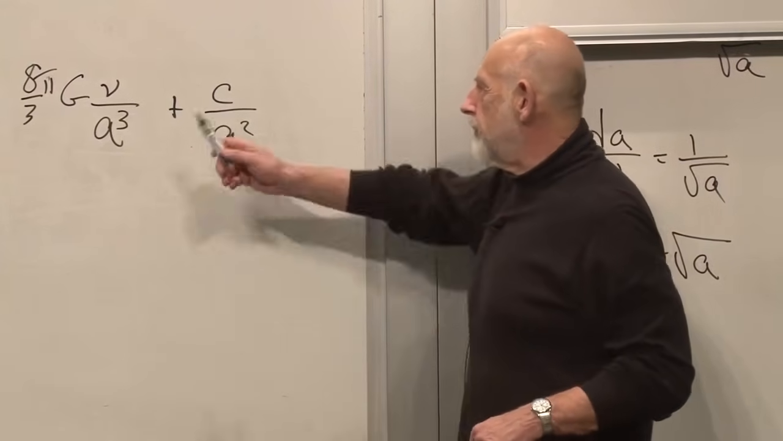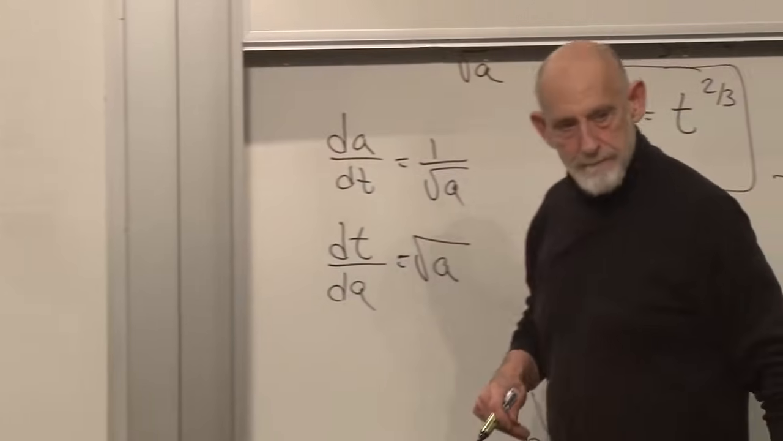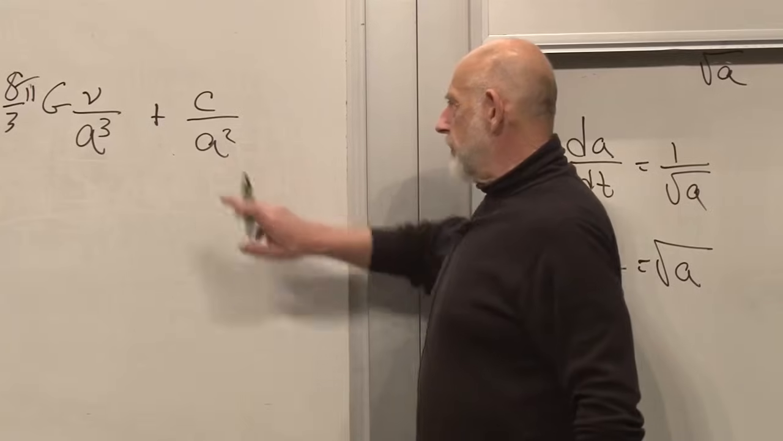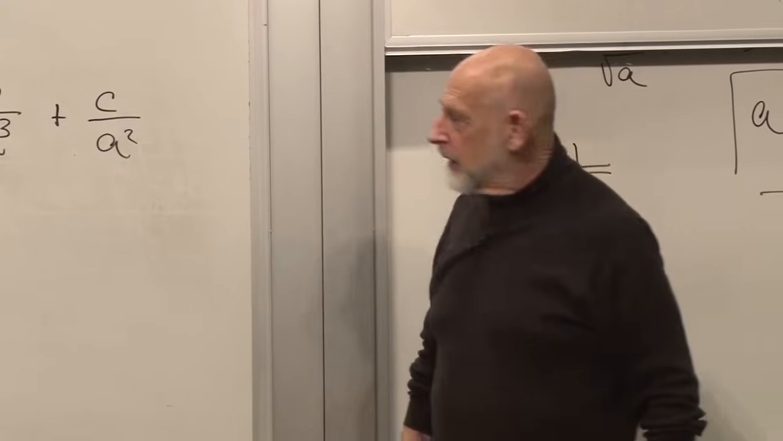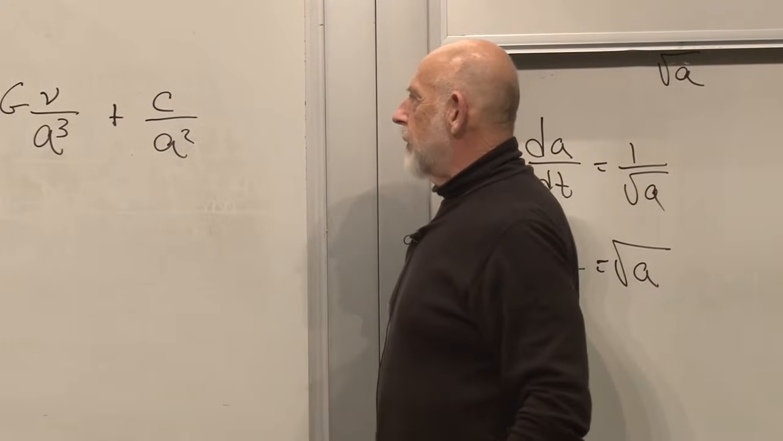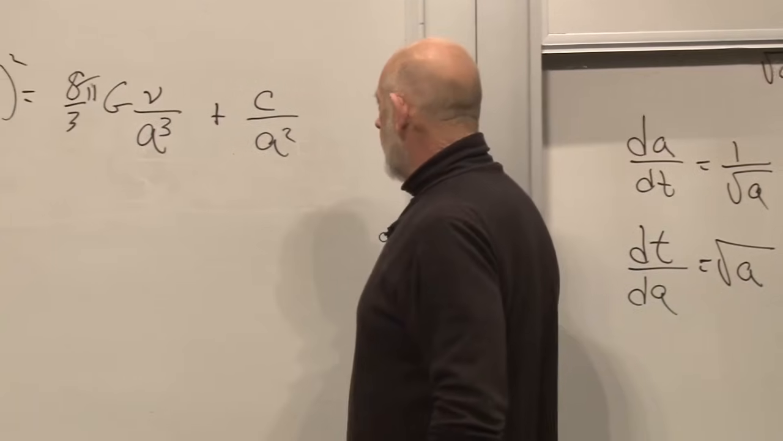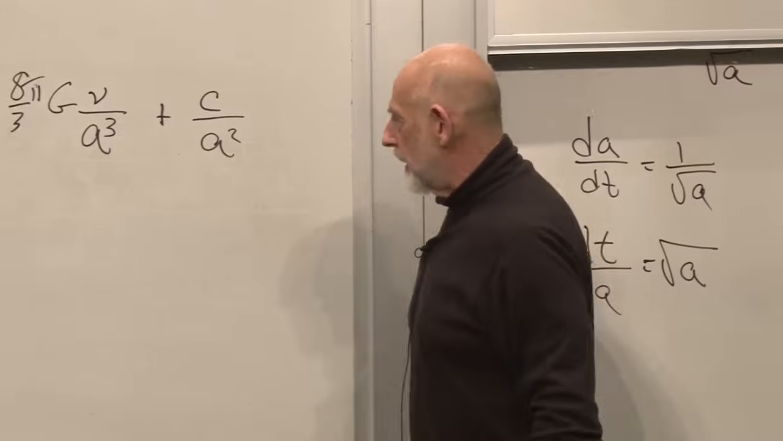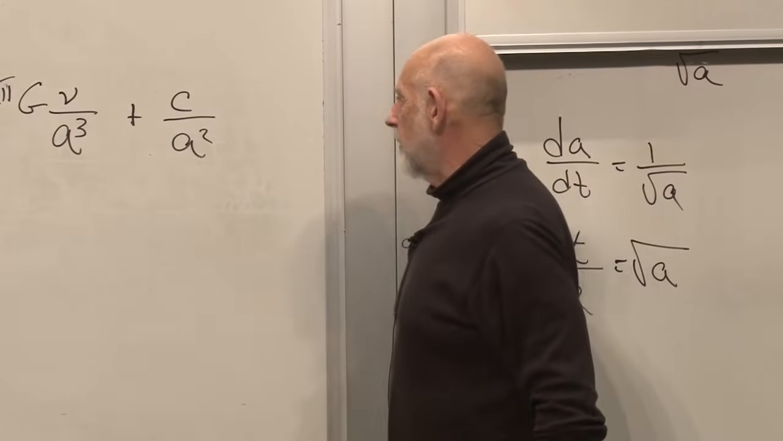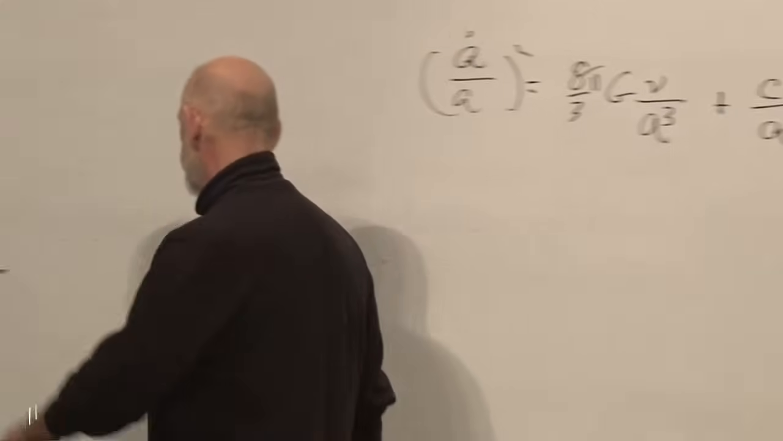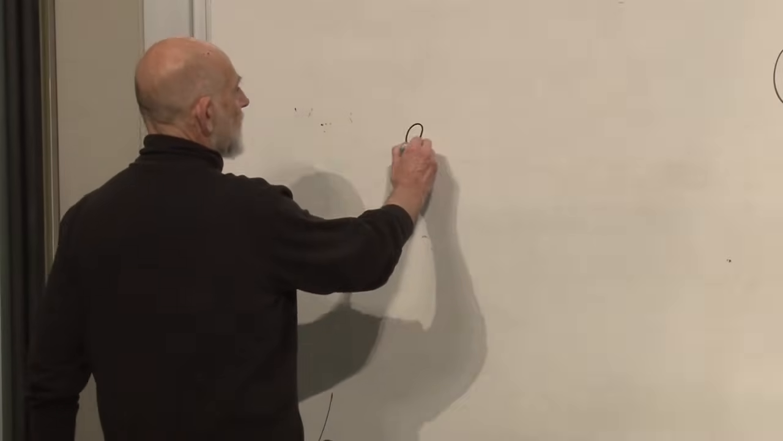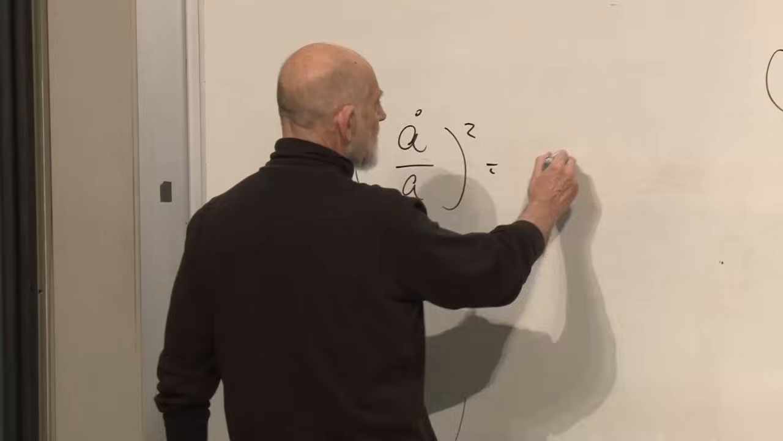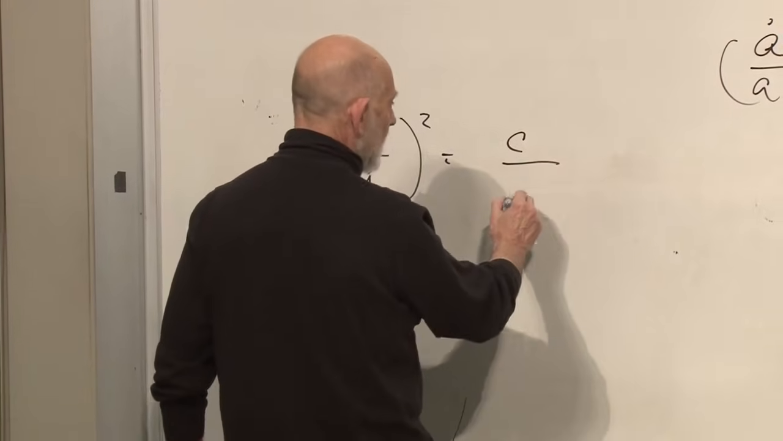Okay, so what about when a is very big? Which term is big? This term is the biggest term when a is big. 1 over a squared is much, much bigger than 1 over a cubed. You may have to wait a while, and how long you have to wait may depend on this constant here, but eventually this term will become much larger. So let's study that equation. Let's study the equation a dot over a squared is equal to some constant, any constant, over a squared.